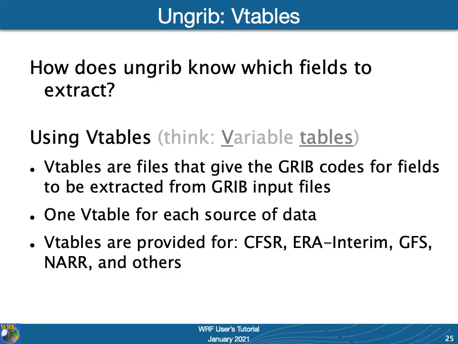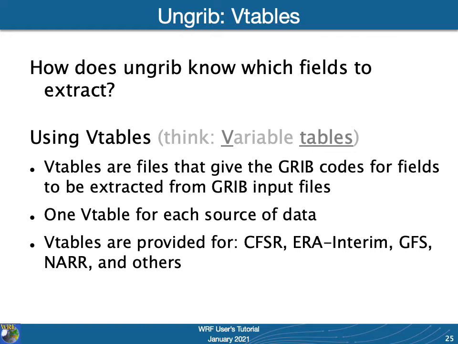So when the Ungrib program is processing a Grib file, how does it know which fields it needs to extract from that Grib file and write to an intermediate file? This is specified using variable tables, which we refer to as vtables in WPS terminology. So vtables are files that list all of the Grib codes that correspond to fields that need to be extracted from a given Grib file.